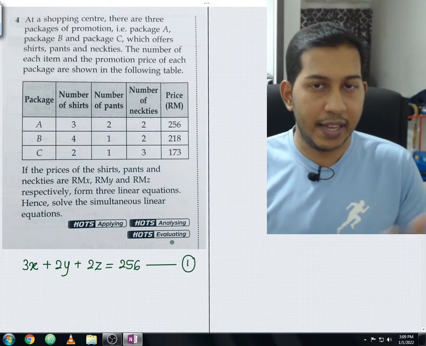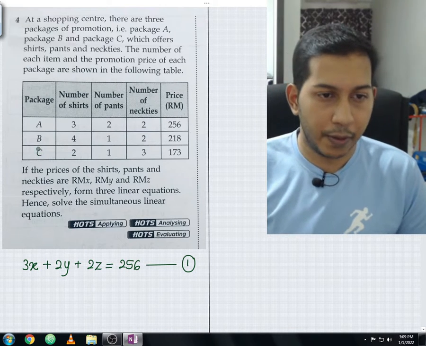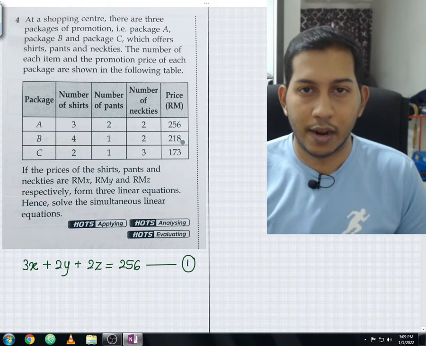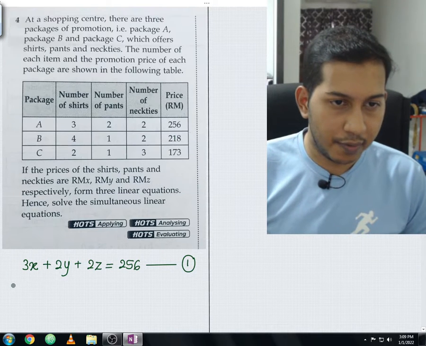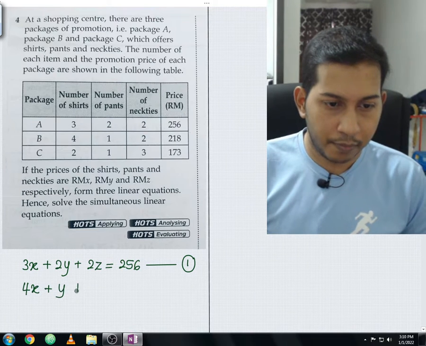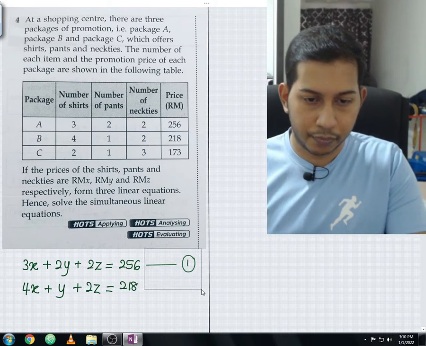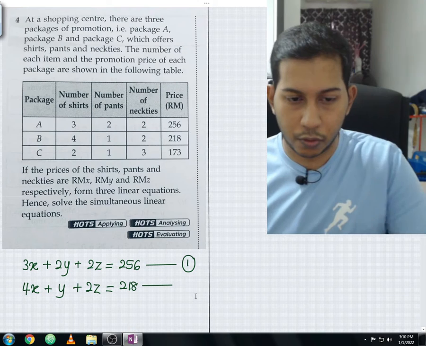So you got the idea, right? The similar step applies for package B and package C. So let me guide you. For package B, you have 4 shirts, 1 pants and 2 neckties, where the price is 218 ringgit. This information we are going to convert into equation form. In this case it will be 4x plus y plus 2z, and then it will be equal to 218 ringgit. Let me label this as equation number 2.